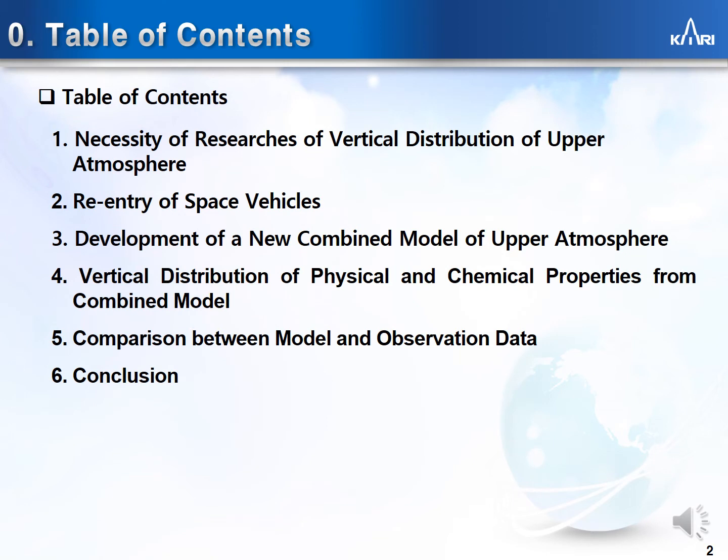Table of contents. First, necessity of research is of vertical distribution of upper atmosphere. Second, reentry of space vehicles. Third, development of new combined model of upper atmosphere. And fourth, vertical distribution of physical and chemical properties from combined model. Fifth, comparison between model and observation data. Sixth, conclusion.